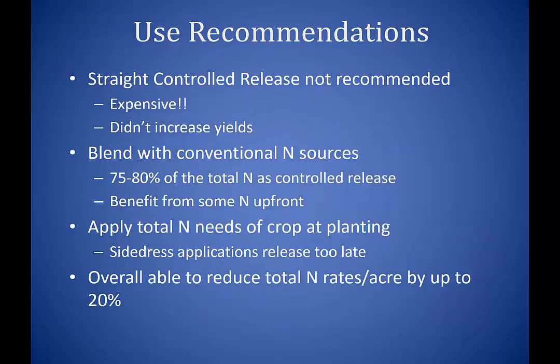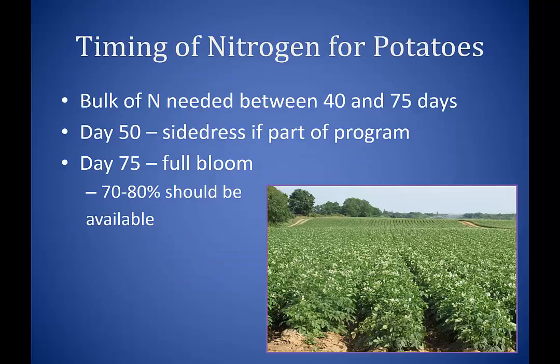What they found in their research is that you couldn't just use the controlled release. You had to have some soluble nitrogen in there. You don't want to go above 70 to 80% controlled release. And they were able to reduce their total nitrogen rates by up to 20%.